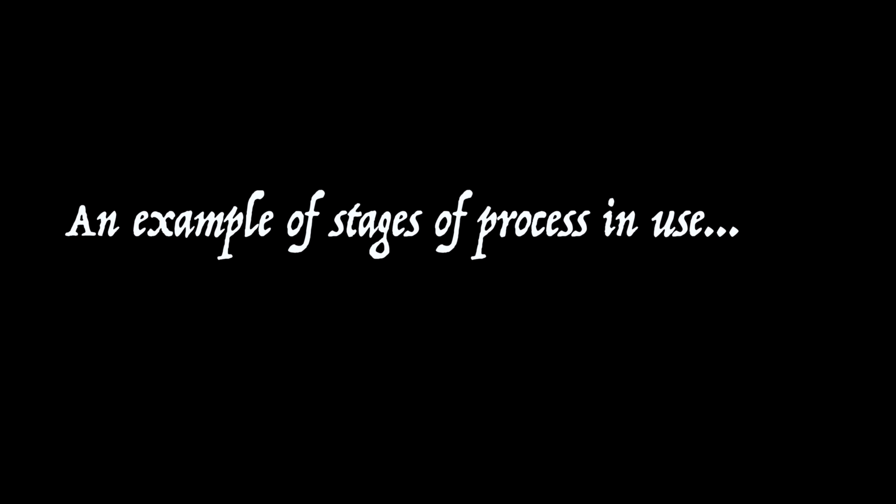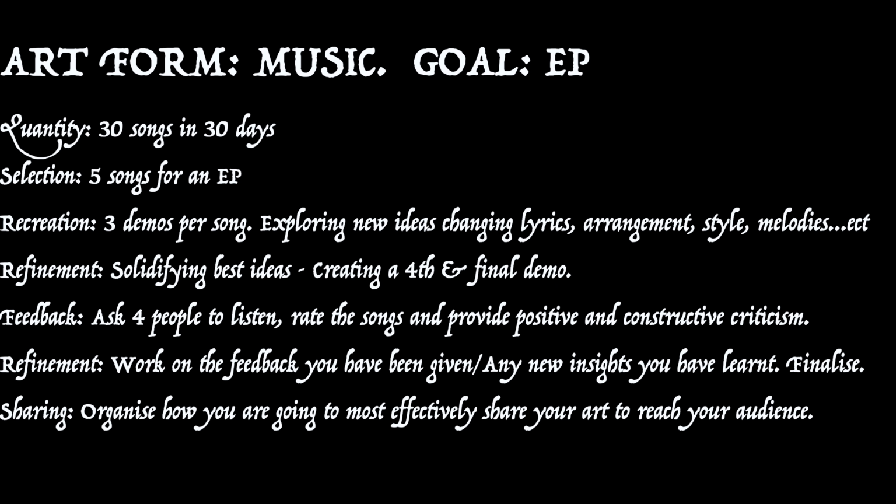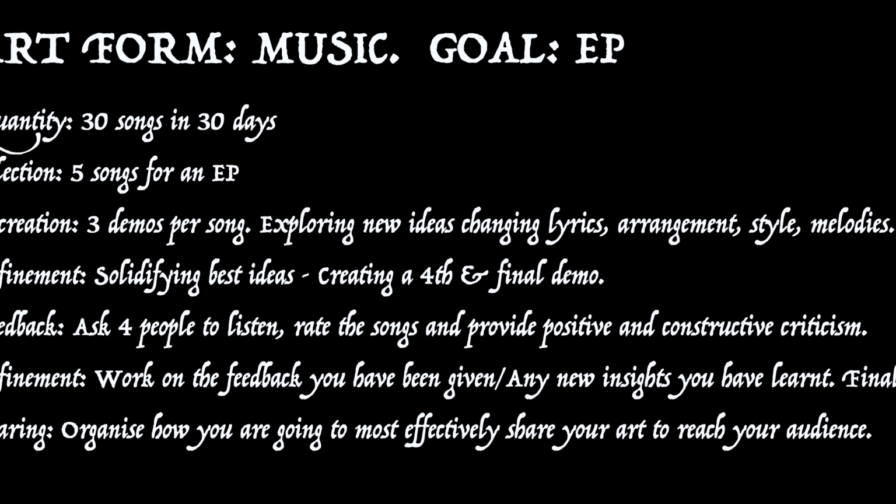An example of the stages of process in use. Art form, music. Goal, EP. Quantity, 30 songs in 30 days. Selection, 5 songs for an EP. Recreation, 3 demos per song. Exploring new ideas, changing lyrics, arrangements, style, melodies, etc. Refinement, solidifying the best ideas then creating a fourth and final demo.